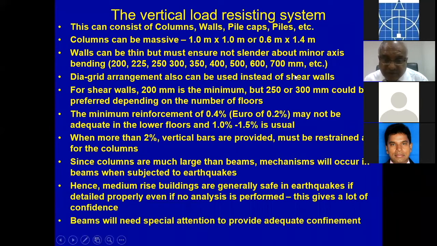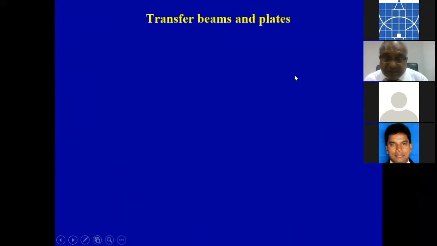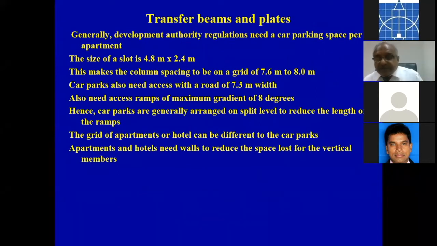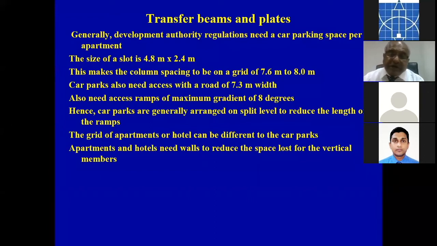So we skip this particular slide, but I'll be using it again, and then we look at some of the special features that we have to look into in planning buildings in Colombo, because one of the UDA regulations is that all office buildings and apartment buildings must have their own car park. Without a car park, you can't use a building in Sri Lanka. It's a very strict regulation. So what happens when you go for car parking? The size will be 4.8 meters by 2.4 meters for each car parking slot. Which means you now have to consider a grid of about 7.6 meters, so that 3 cars can be parked between 2 columns.